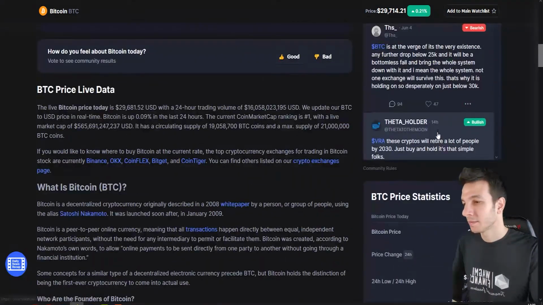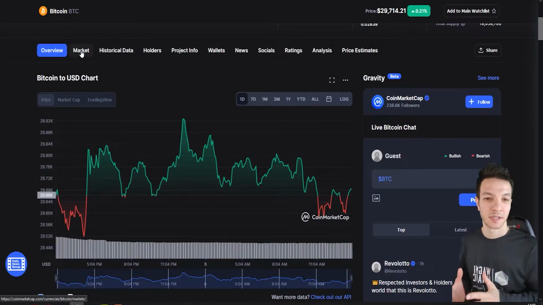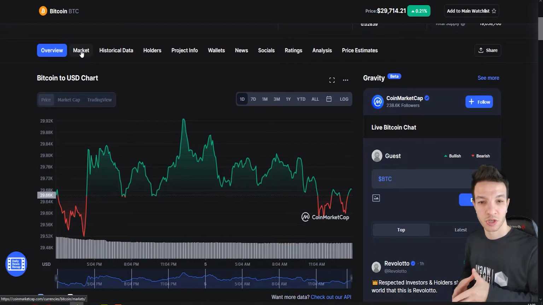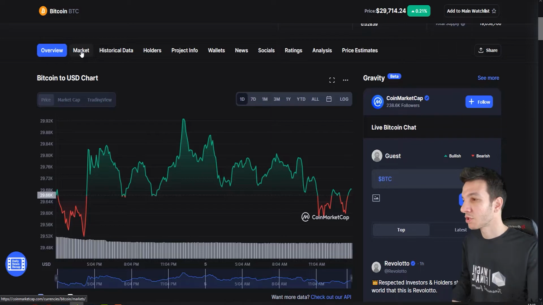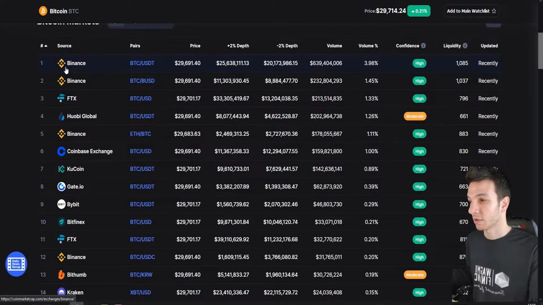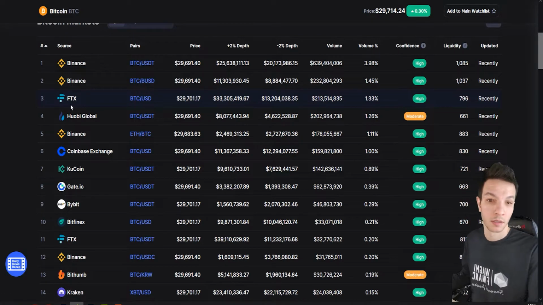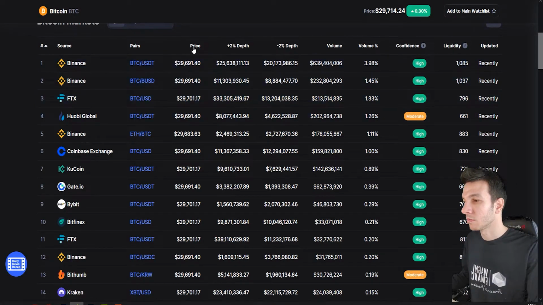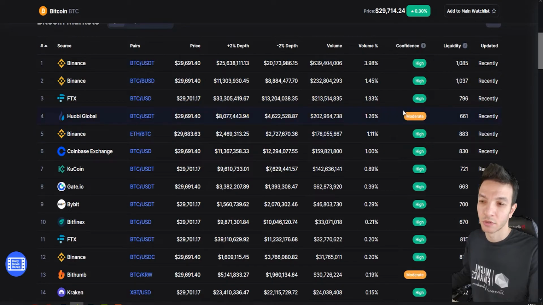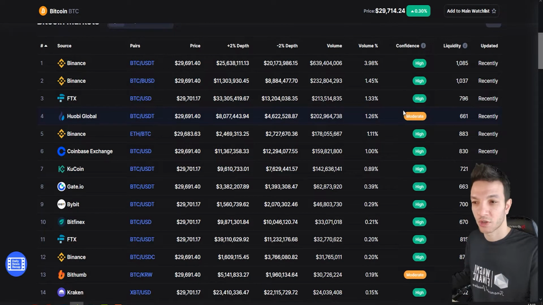If we go back up, we have market. So let's say you are looking at a specific project and you don't know if that project hit the market, if you can buy it or not, and where you can buy it. So you just go to market here. Where can I buy this project, or if I ever can buy it? So you can buy it on Binance, you can buy it on FTX, many other exchanges. So you have also the price, confidence, medium, high. That also tells you the quality of that exchange.